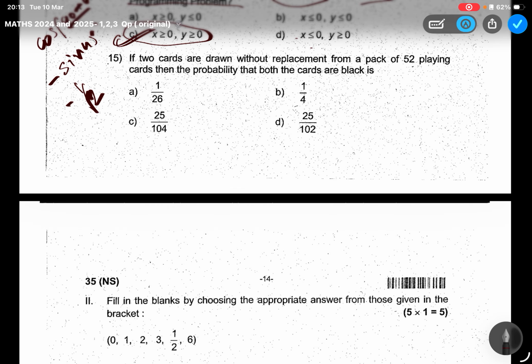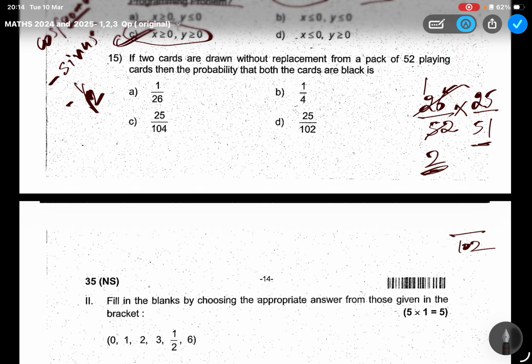If two cards are drawn without replacement, it means there is no exchange. So the total of 52 cards are there here, and the probability that both the cards are black. The first card will be black, then the chance is 26 by 52. Without replacement means the total remaining cards are 51, and the total black cards are 26. In that, one is already drawn, so the remaining is only 25. So 26 ones are 26, twos are 51 into 2 is 1, and 25 into 1 is 25. Is there any option? Yes, option D. The answer is D only.